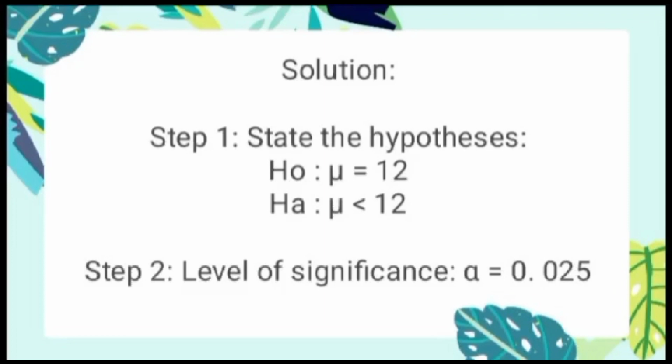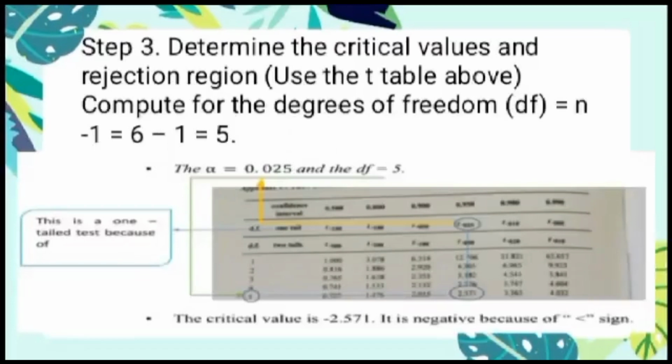Step 1. State the hypothesis. H0: mu equals 12 and HA: mu is less than 12. Step 2. Level of significance: alpha equals 0.025. Step 3. Determine the critical value and rejection region. Use the t-table above. Compute the degrees of freedom: df equals n minus 1 equals 6 minus 1 equals 5.